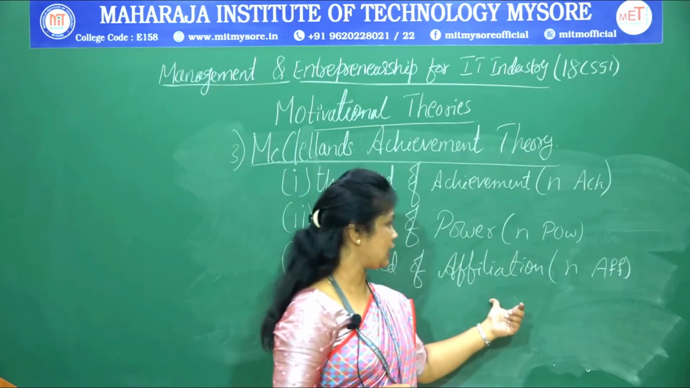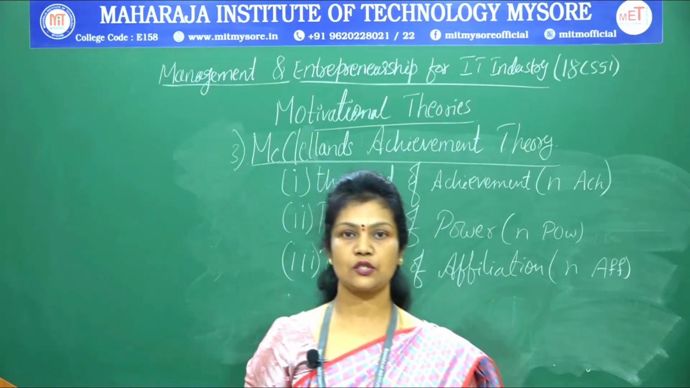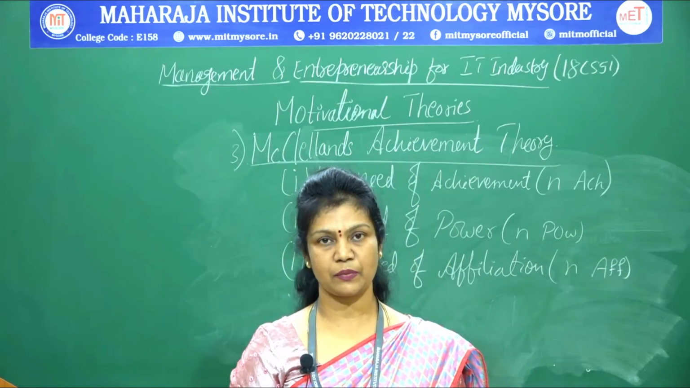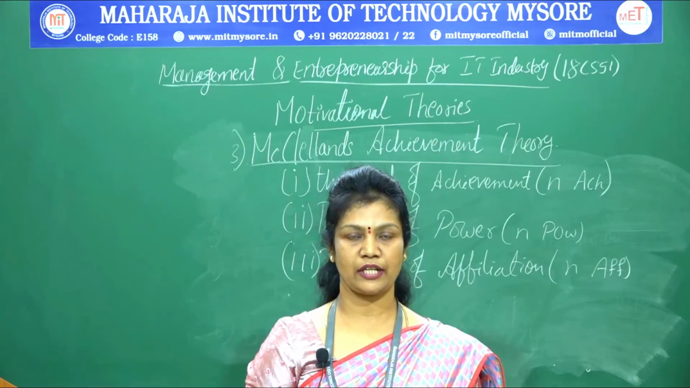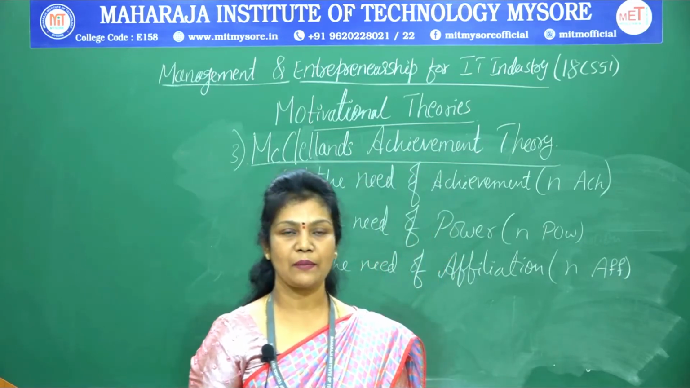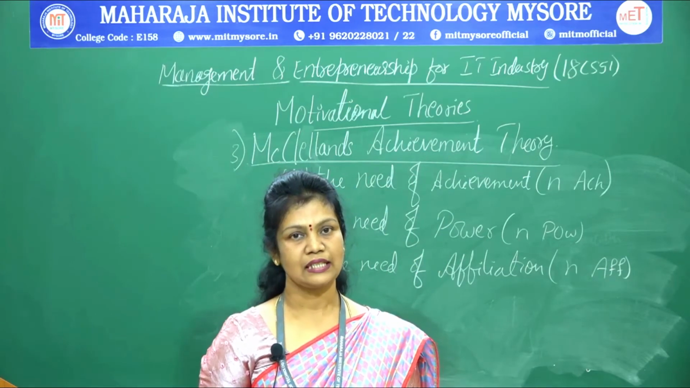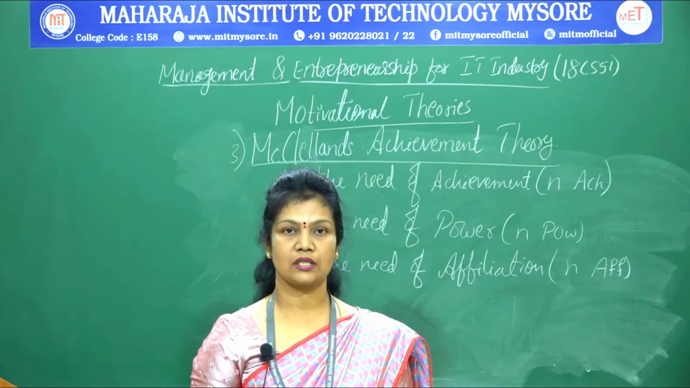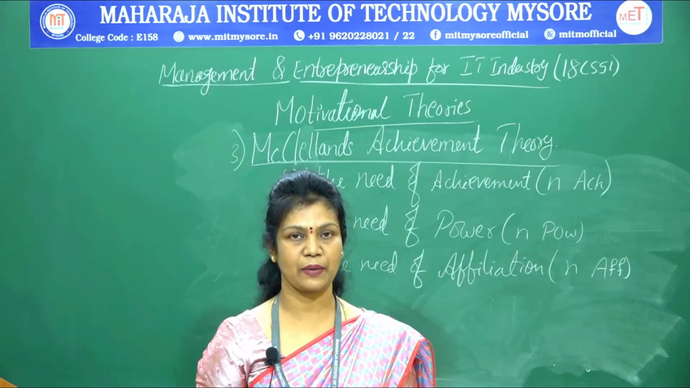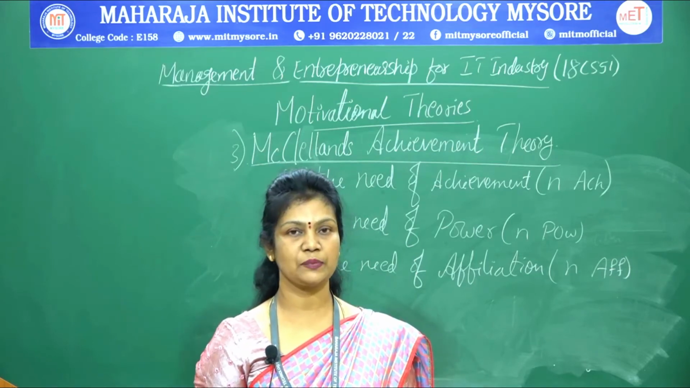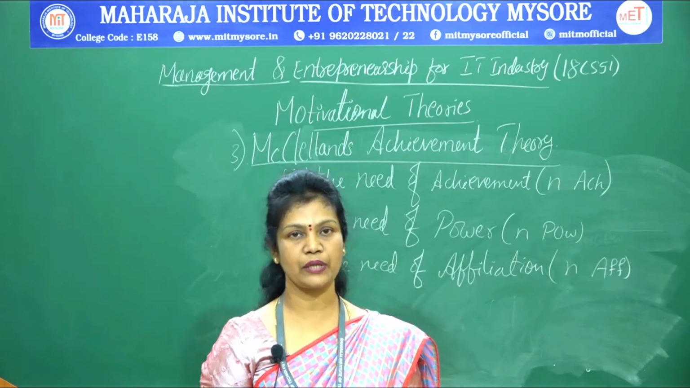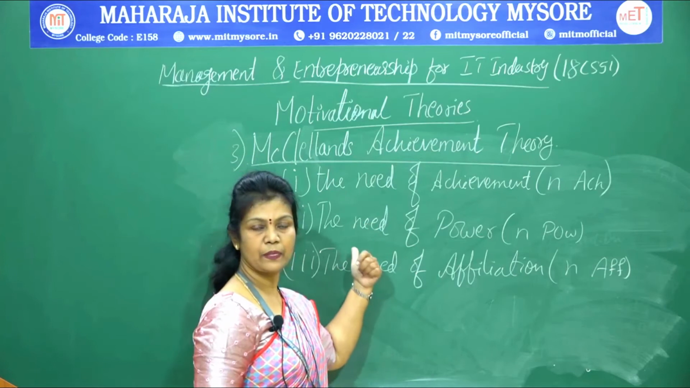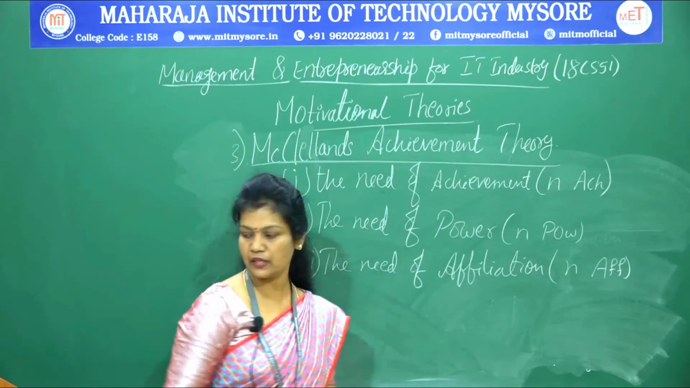Then the need of affiliation. It is the urge of the person to have interpersonal relationships with peer members, superiors or subordinates. They want to work collaboratively in a group. They avoid conflicts, and they always want to be identified and recognized by other people. They expect other people in the team or department to like them. So these are the different needs under McClelland's achievement theory.